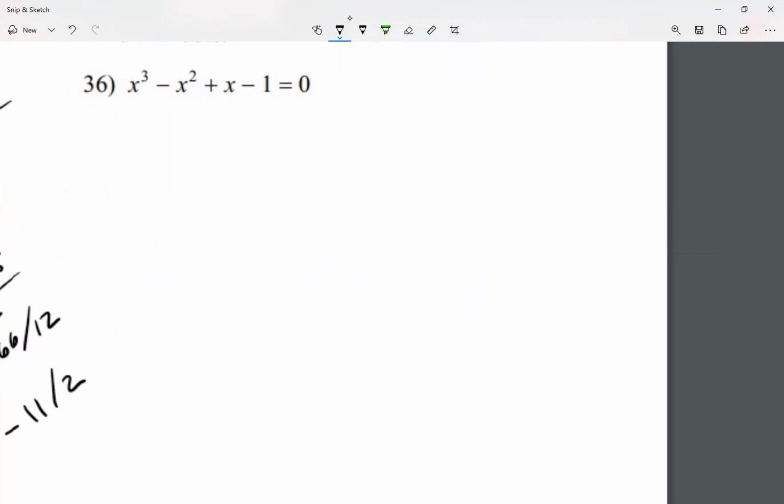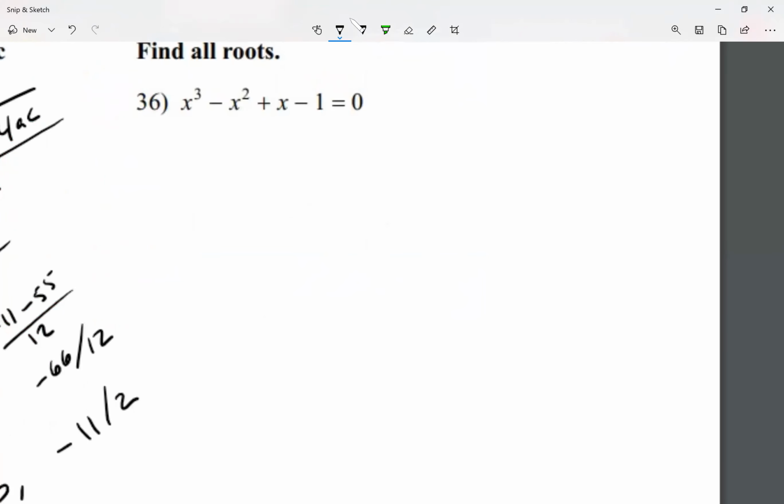Now here, we're going to find all roots. Here, I want us to practice a few sections that we did. Let me find my possible rational roots. My factors of my first number is just the 1. My factors of the last number is just the 1. So I'm going to say my possible rational roots are positive or negative 1.